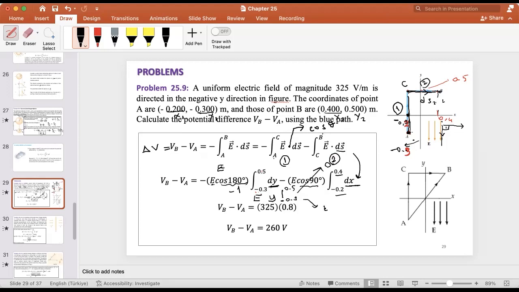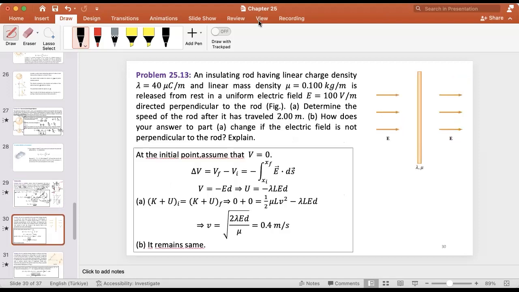I can write here electrical field multiplied by. First I will put 0.5 minus -0.3, and it gives 0.8. And I know the electrical field. What's the electrical field? This one. If you put that information in, finally you can calculate the potential difference. Okay, nice. Let's move to another question.